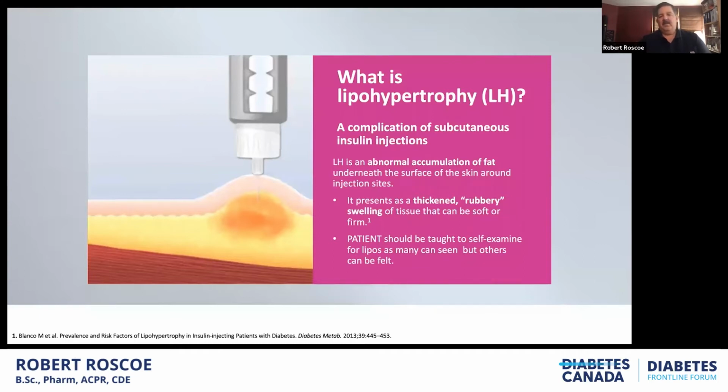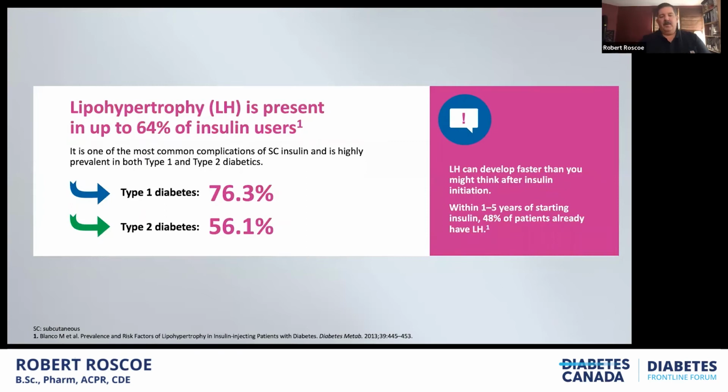It presents as a thick, rubbery swelling of tissue that can be either felt but not seen, or they could see and touch as well. So in this case, patients should actually be taught to self-examine themselves as well, because they may see the lipohypertrophy, but more importantly, they may be able to feel it even though they can't see it. They show up early in patients, and in under 5 years, we can have 48% of patients start to show them.